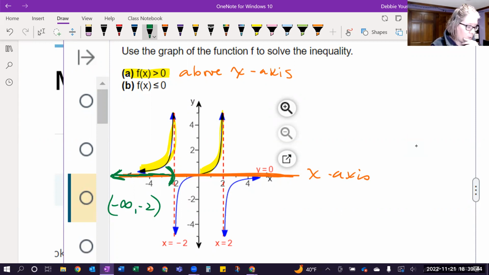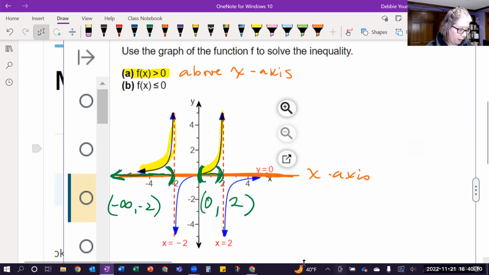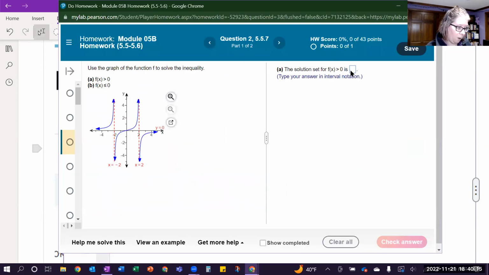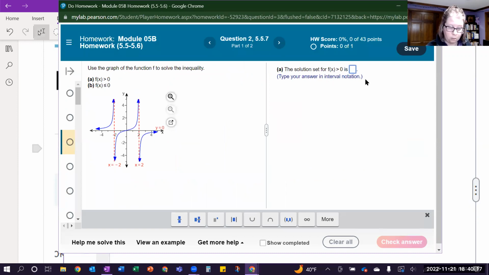Then I say, okay, well, now I skip over to where it looks like this is starting at 0 and going up until, oops, I hit that next asymptote, which is x equals 2. So I can go up to that. So that's from 0 to 2, not including those. So I have two intervals, -infinity to -2 and 0 to 2. So that's what I should be able to enter for part A. It says use interval notation.